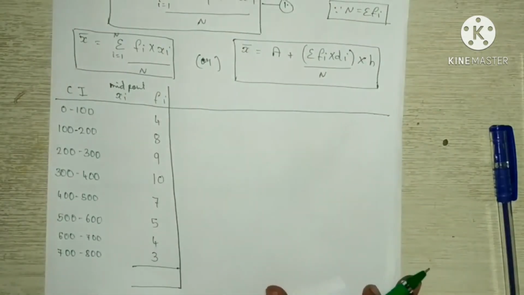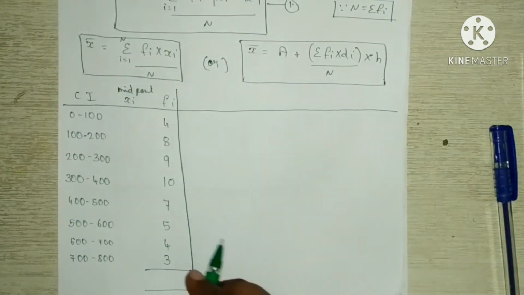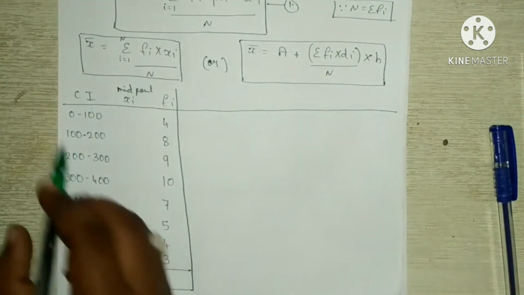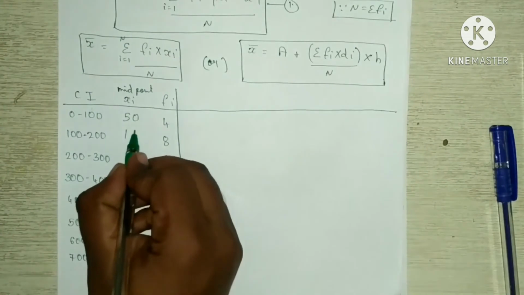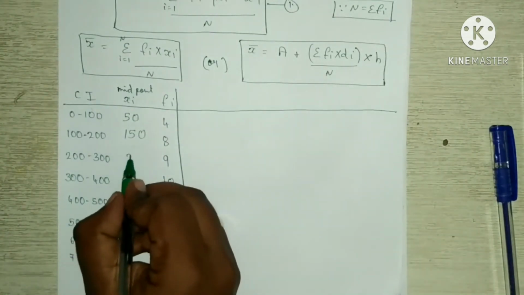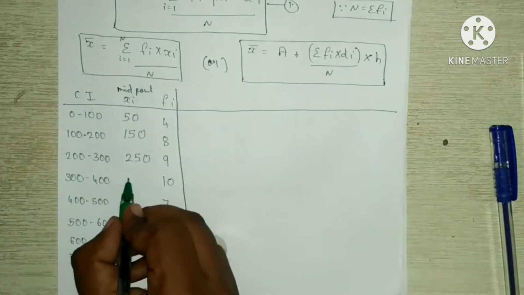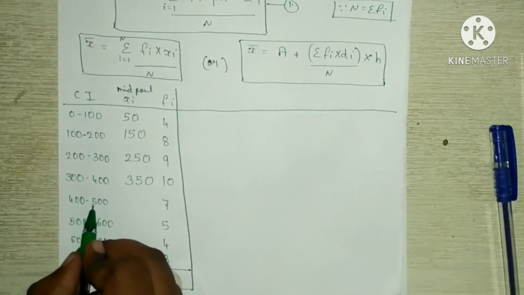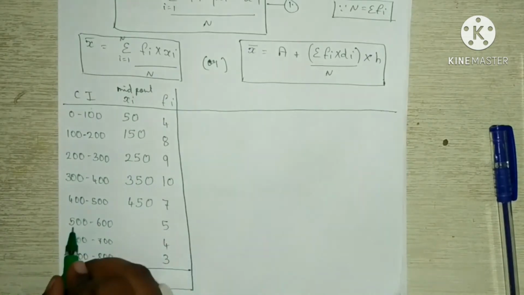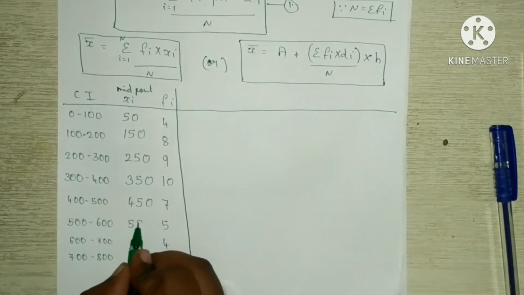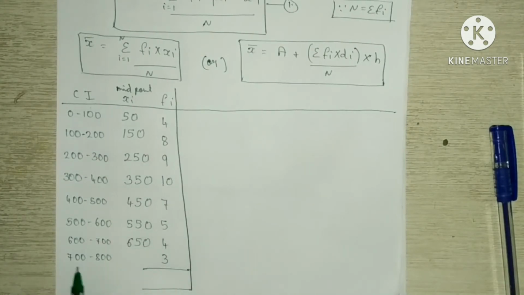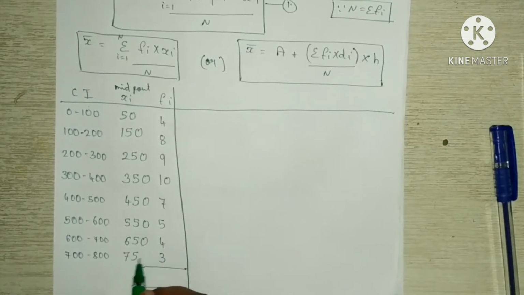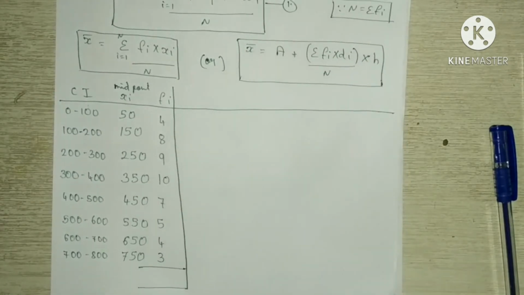First you write the income and the number of persons, the frequency. The midpoint of 0 to 100 will be 50, 100 to 200 midpoint will be 150, 200 to 300 midpoint will be 250, 300 to 400 midpoint will be 350, 400 to 500 midpoint will be 450, 500 to 600 midpoint will be 550, 600 to 700 midpoint will be 650, 700 to 800 midpoint will be 750. These are the midpoints.